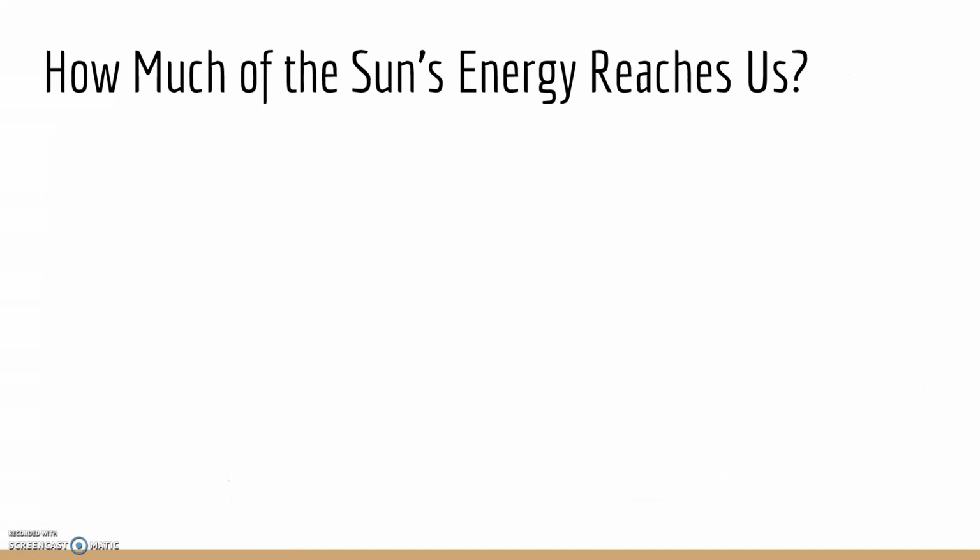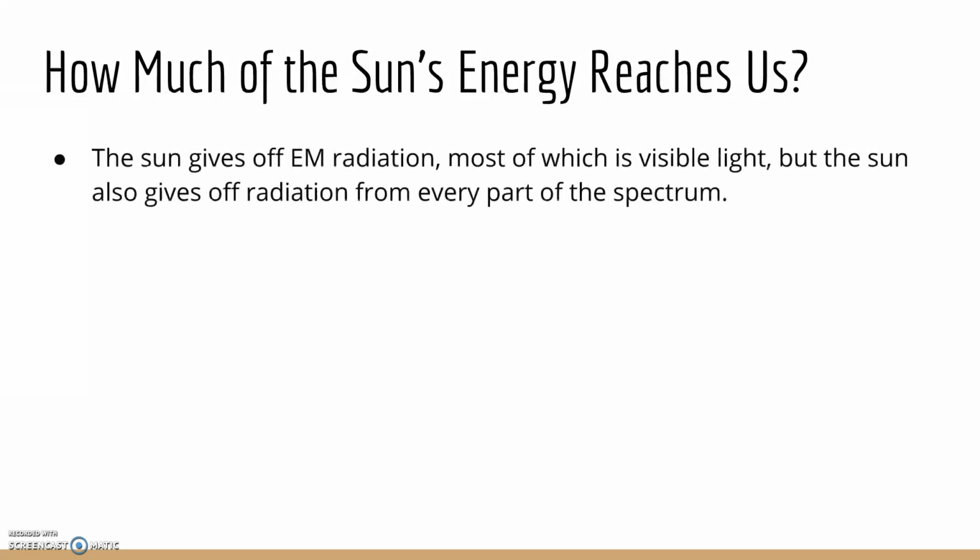All right, so now we're going to focus on how much of the sun's energy actually reaches us. So the sun gives off electromagnetic radiation, most of which is visible light. But the sun also gives off radiation from every part of the spectrum.